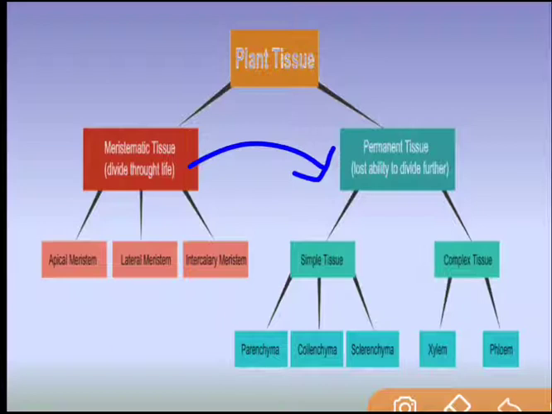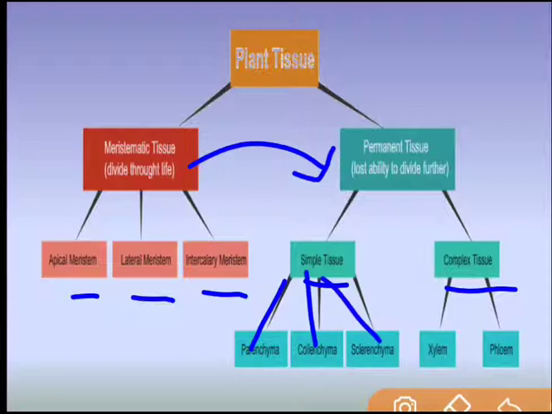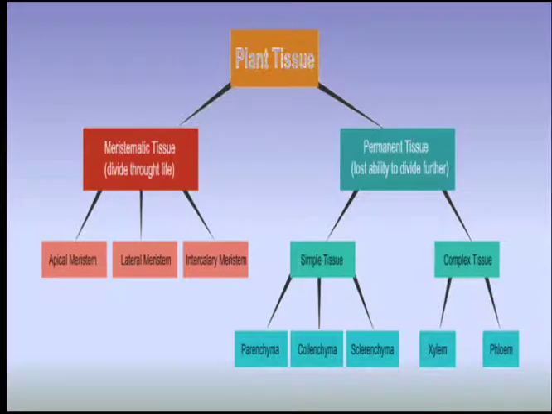Meristematic tissue is of three types: apical meristem, lateral meristem, and intercalary meristem, which we will do later on. And permanent tissue is further of two types, simple and complex tissue. Simple tissue is of three types: parenchyma, collenchyma, and sclerenchyma, and complex tissue is of two types: xylem and phloem. So we will take them one by one in detail.